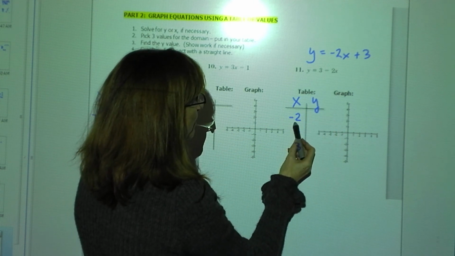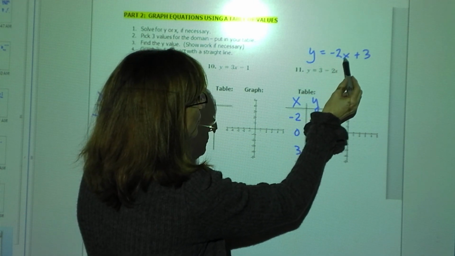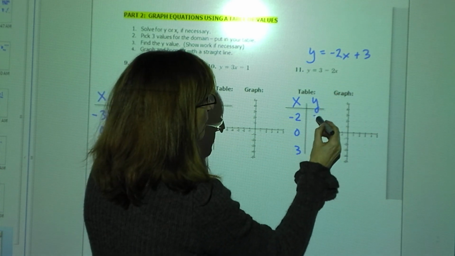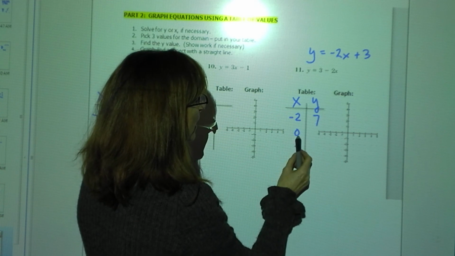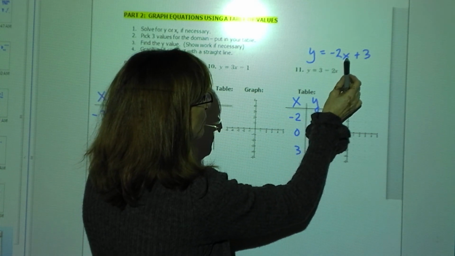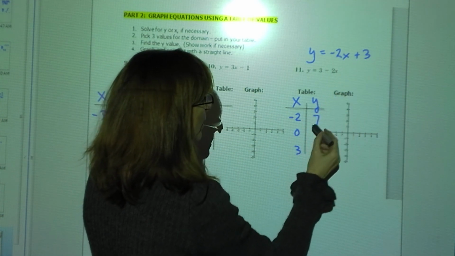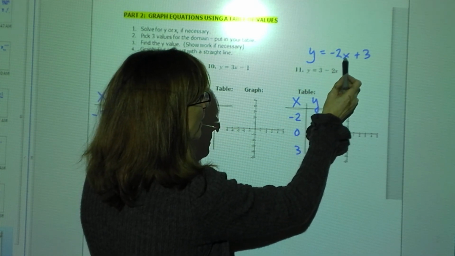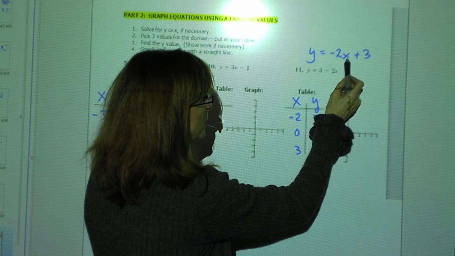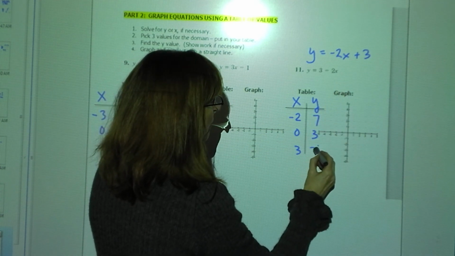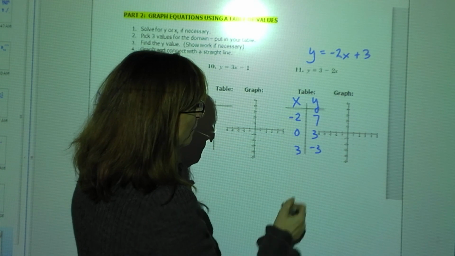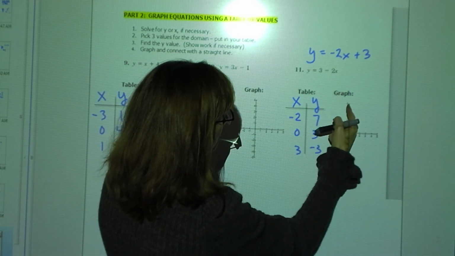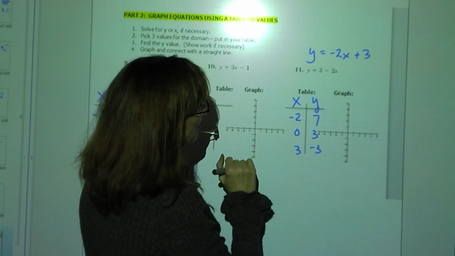So when x is -2, so -2 times -2 is +4. 4 plus 3 would be 7. If I let x equal 0, negative 2 times 0 is 0, plus 3 is 3. If I let x equal 3, negative 2 times 3 would be negative 6, plus 3 is negative 3. Now, if you notice, when I go to plot this first point, negative 2, 7, my graph isn't big enough. So I'm going to pick another point.